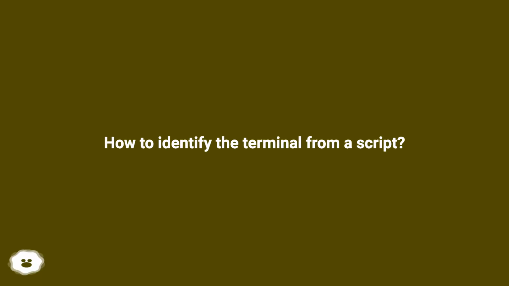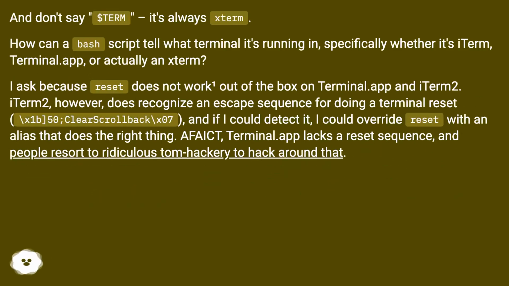How to identify the terminal from a script. And don't say $TERM, it's always xterm. How can a bash script tell what terminal it's running in, specifically whether it's iTerm, Terminal.app, or actually an xterm?